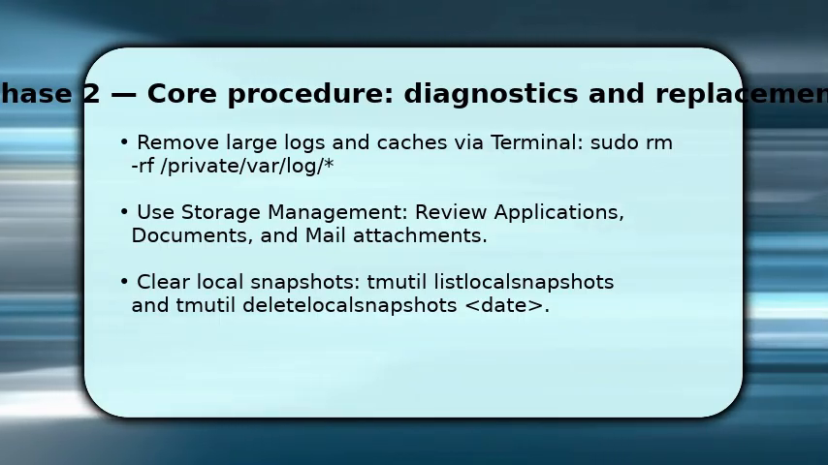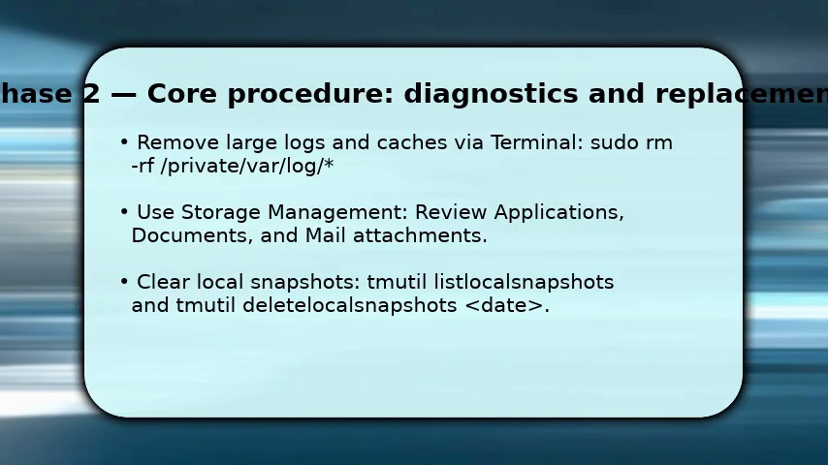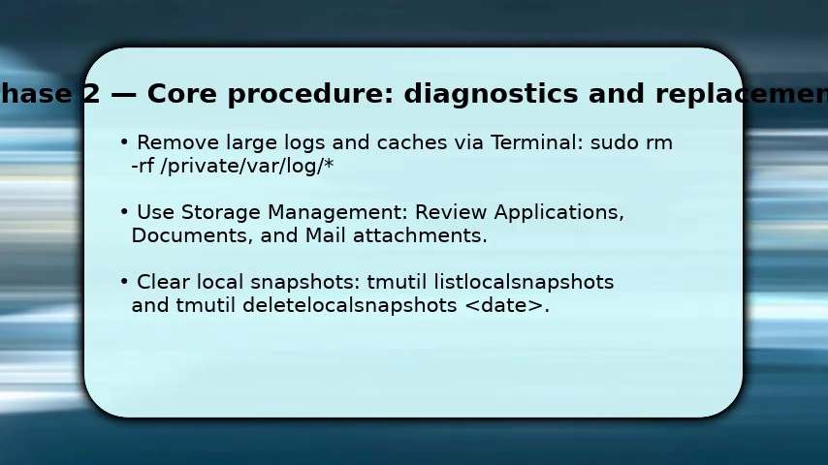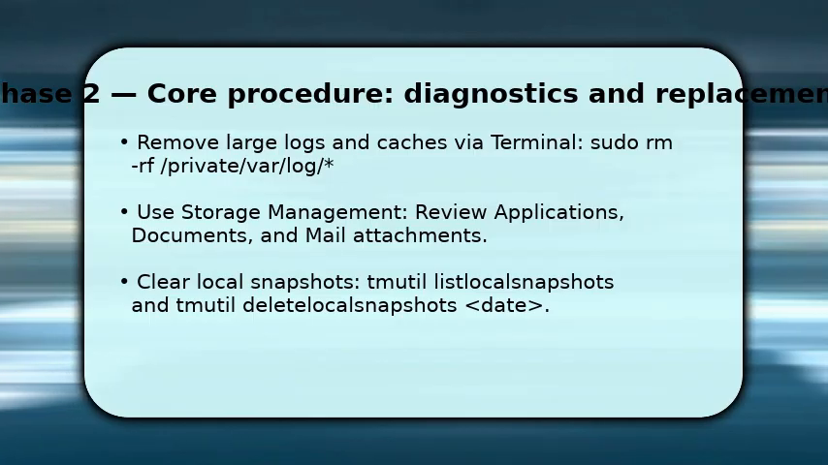Then, open Storage Management to delete large files, unused apps, and mail attachments. This reduces system cached index size. If you use Time Machine, list and delete local snapshots with tmutil commands to reclaim space. Make sure to empty the trash and reboot so the system rebuilds necessary caches cleanly.